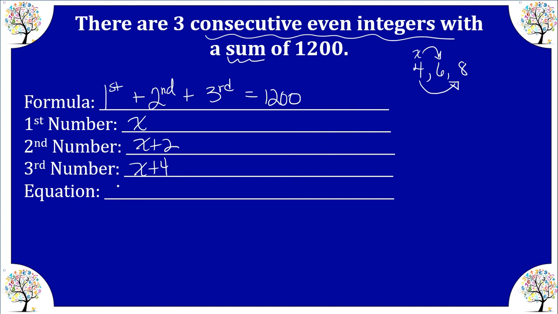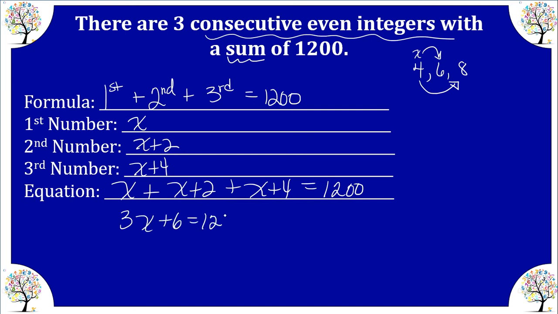Now we're going to substitute in our expressions, and we have x plus 2 plus x plus 4 is equal to 1200. I'm going to combine like terms, and we have 3x plus 6 is equal to 1200. We're going to subtract 6 from both sides, and we get 3 times x is equal to 1,100.